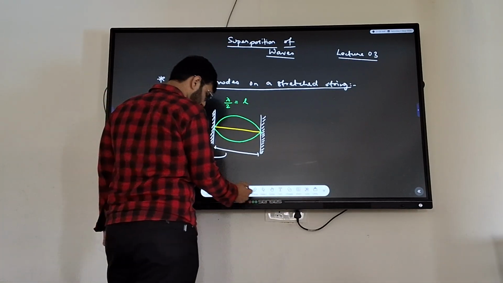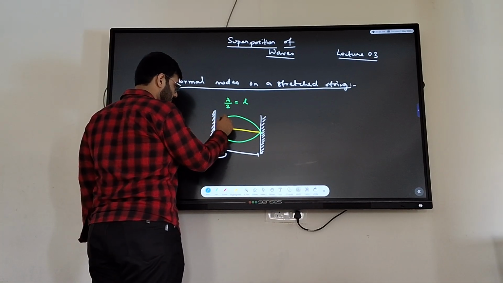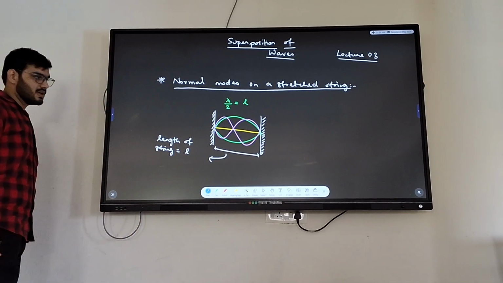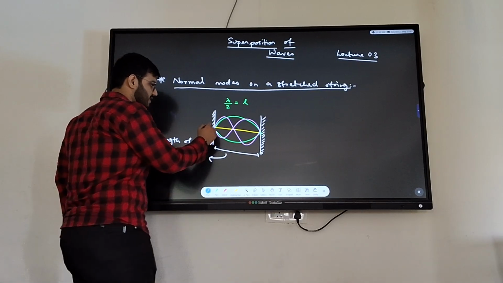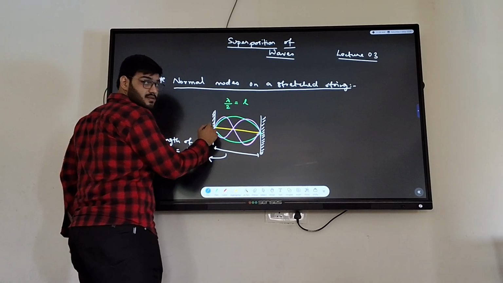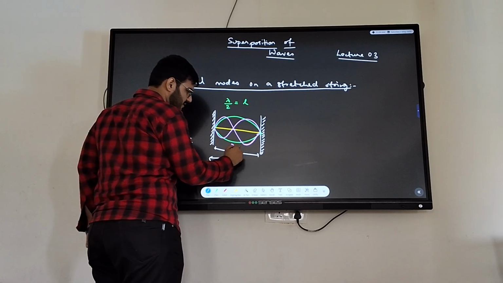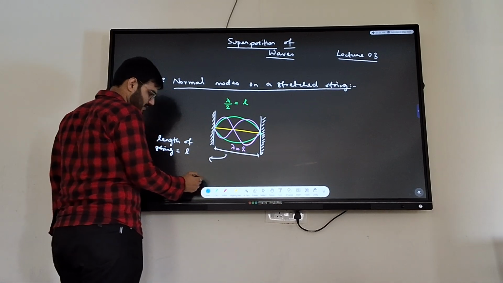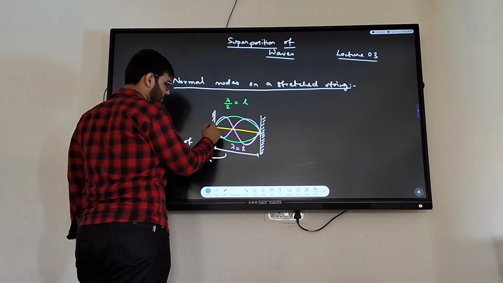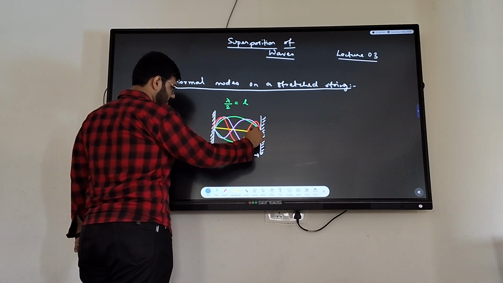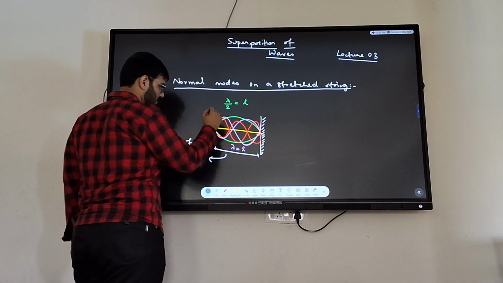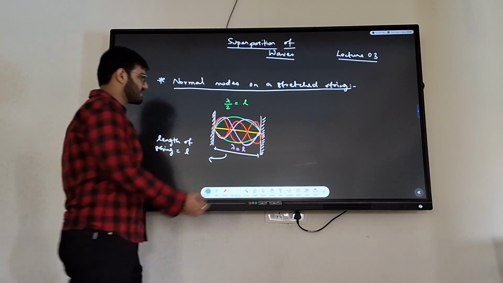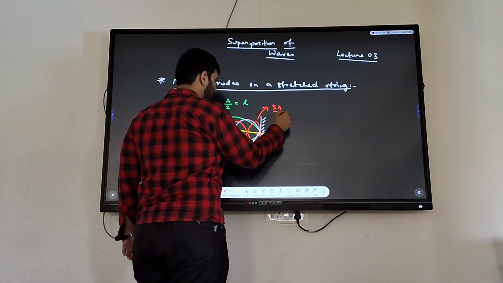Let me take one more wave, something like this. Then what is the condition that it is following? What is this length? Lambda. The lambda is equal to L this time. Yes or no? Let me take another color, the last one, and let's say I make a wave something like this. Then what will that follow? 3 lambda by 2. And that should be equal to L.